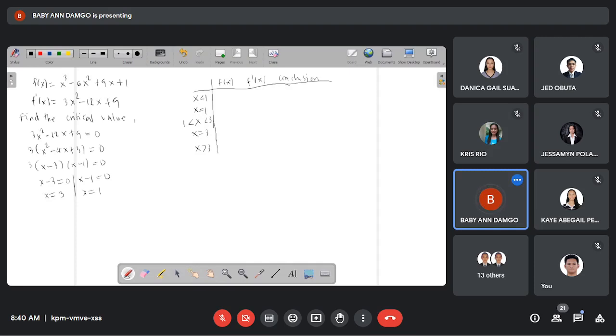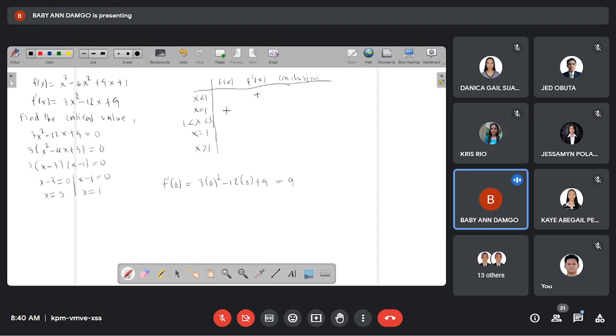Okay? So now let's check the behavior when x is less than 1. We can use 0, since 0 is less than 1. So we have f prime of 0. This is 3 times 0 squared minus 12 times 0 plus 9. So this is equal to 9. So we have a positive first derivative.